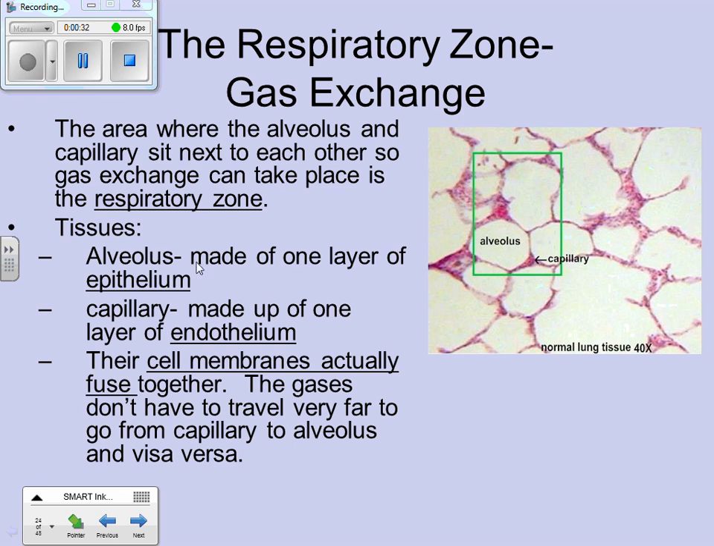So the alveoli is made up of epithelial cells. Remember, those are the squamous cells. And our capillary is made up of endothelium cells, which again, is just one layer that makes up the inside of all your vessels. But capillaries, that's all they're made of. And they're fused together so that your gases can move really easily.